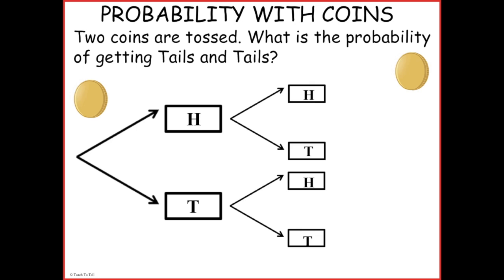2 coins are tossed. So what is the probability of getting tails and tails? We're going down here, and of course, we're going to the tails down here. Now, my line has been put in incorrectly, but you get the point. 1 out of 4.